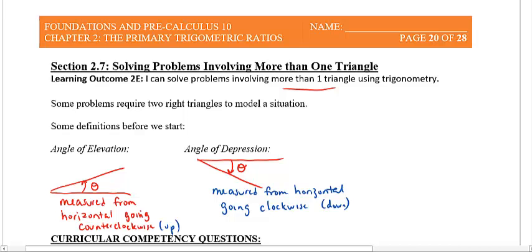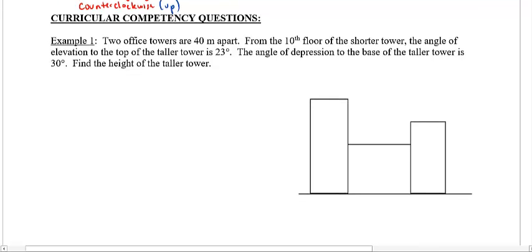Okay, so knowing that, let's try some problems. Here's the first one we can deal with today. Two office towers are 40 meters apart. So this distance here is 40. From the 10th floor of the shorter tower, the angle of elevation to the top of the taller tower is 23. So here I am on the 10th floor. If I look up to the top of the tower, this angle here is 23 degrees.